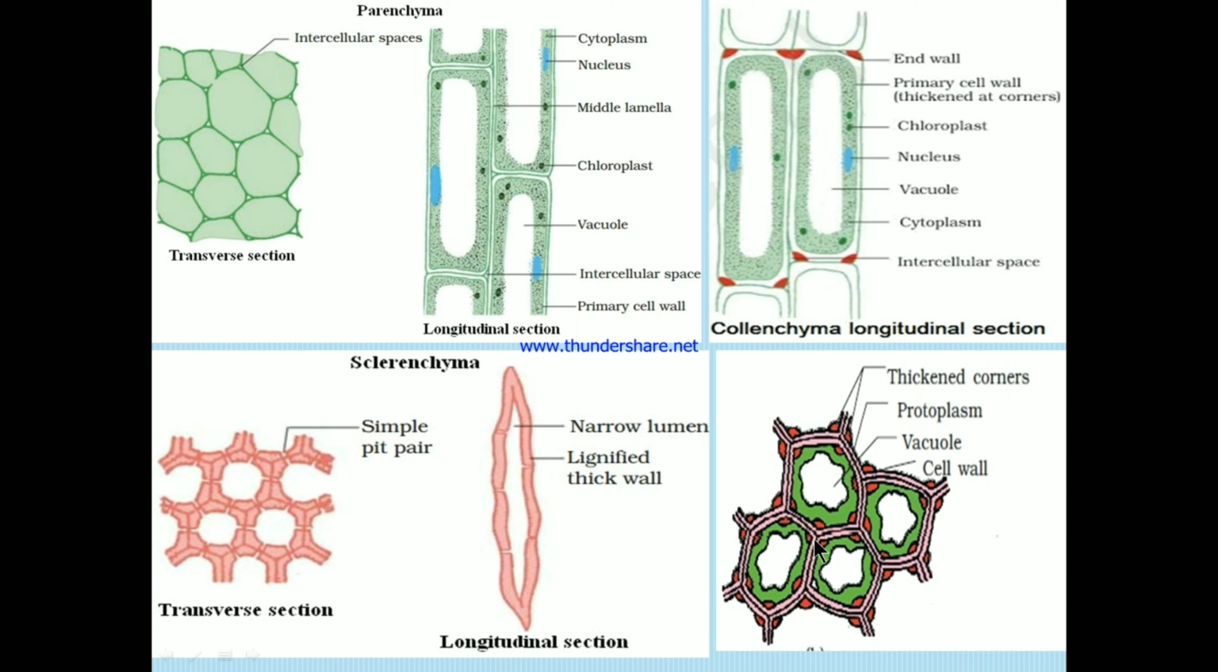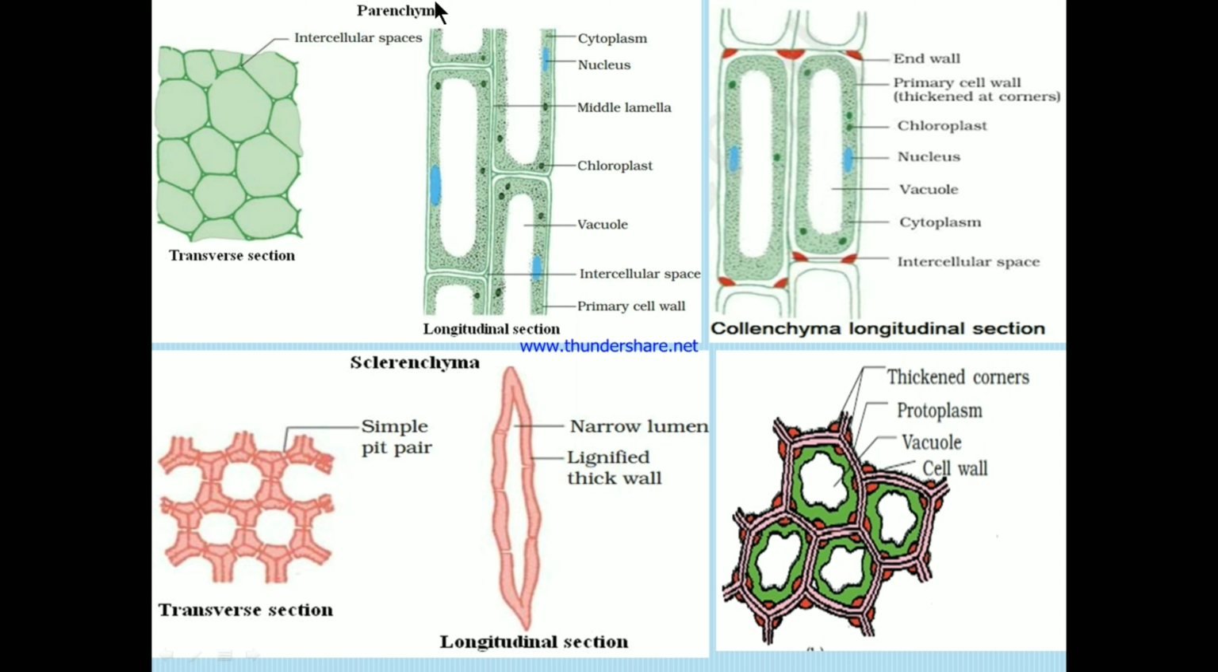Collenchyma: you can see these are the longitudinal section and this one is the transverse section, and this one is the sclerenchyma, longitudinal sections and then transverse section. Now you can find a number of differences among these different types of tissues. Let's find out one by one: parenchyma, collenchyma, and then sclerenchyma.